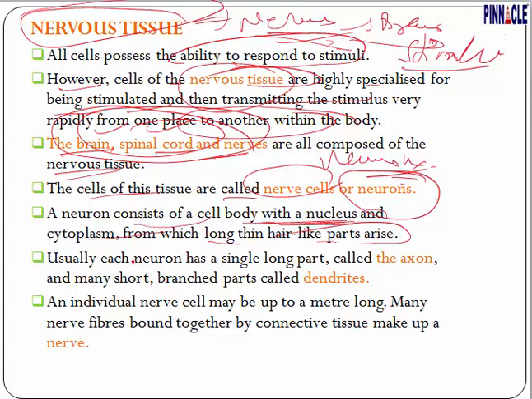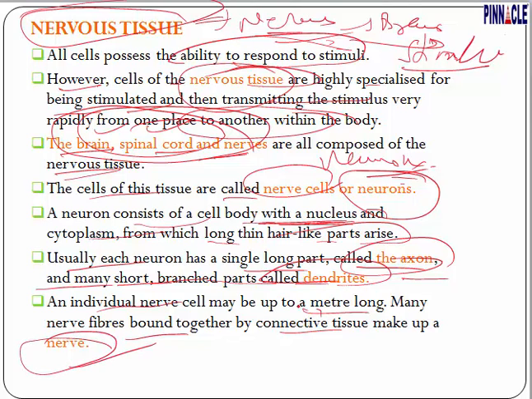We will see in the next diagram on the next page. Usually each neuron has a single long part called axon. Many short branched structures, dendrites, will come out. An individual nerve cell may be up to a meter long. Even a 1 meter long cell can be present in our body. Many nerve fibers bound together by connective tissue make up a nerve. So connective tissue is also playing a role so that the nerve can be bound.